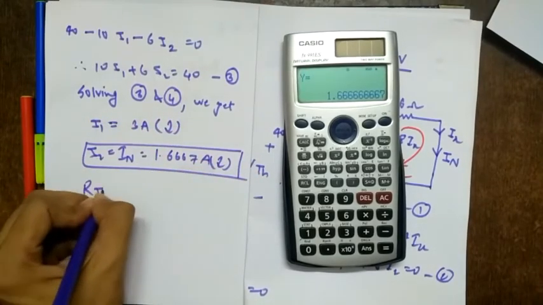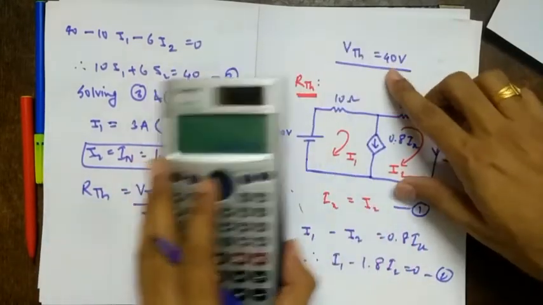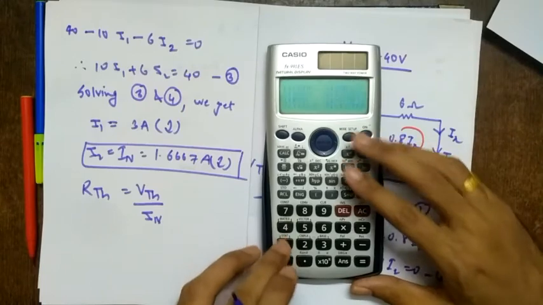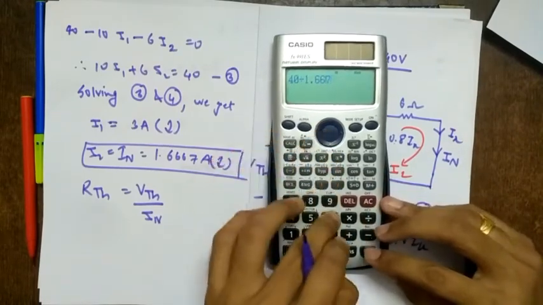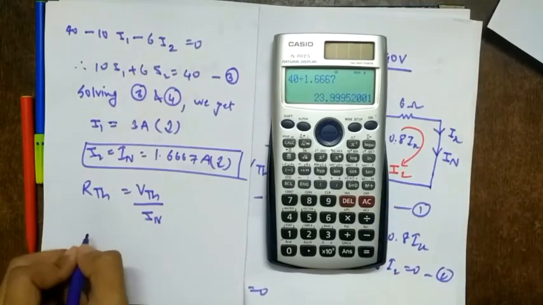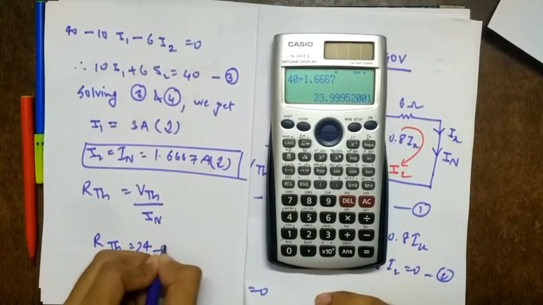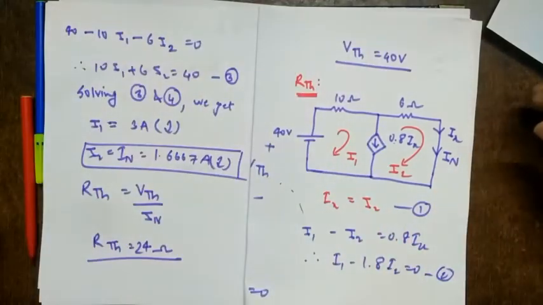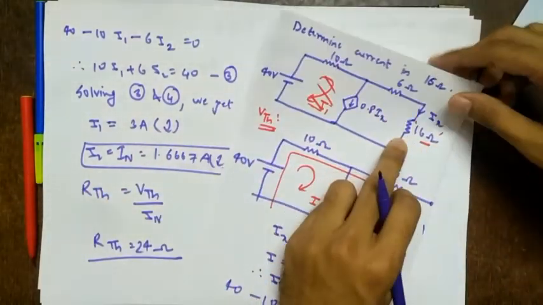So what will be RTH? VTH upon IN. VTH is 40. So 40 divided by 1.667. So it is 24 ohms. 24 ohms. So what is the question? We have got RTH, we have got VTH. What is the question? Determine current in 16 ohms.